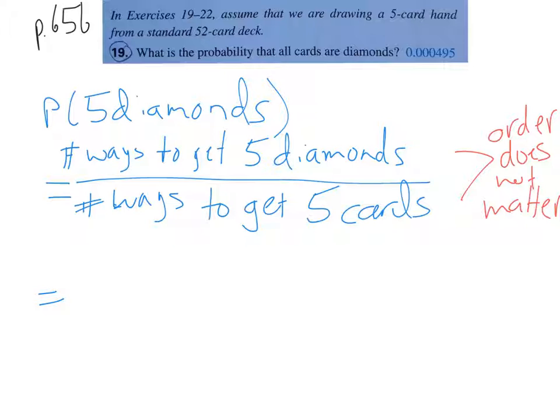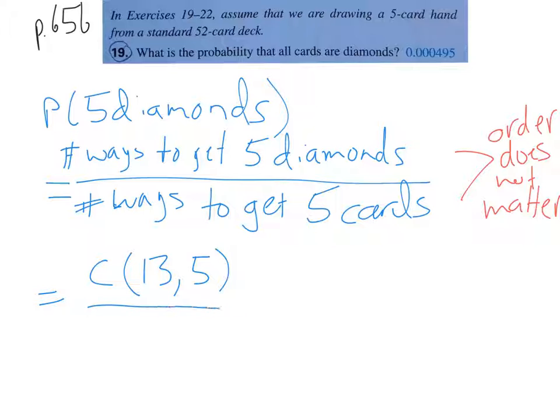Right? Because if I get a hand and I rearrange it, it's still the same hand, order does not matter. And if order doesn't matter, that means a combination would be relevant in this case. So for the top, what are we trying to find a combination of? Well, we're trying to find the number of ways to get 5 diamonds out of the 13 diamonds. We're trying to figure out how many ways can you choose 5. That's exactly what C13,5 means.